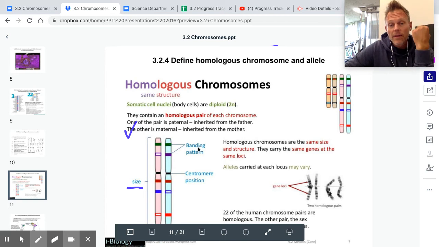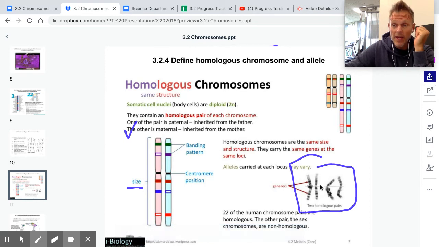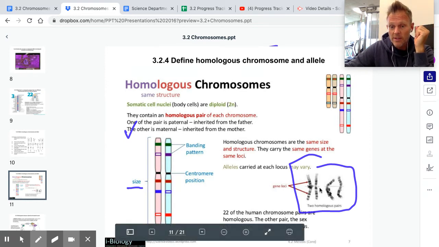Second, there's these dark banding patterns. I don't remember if you noticed, but actually you can see it down here. You can see there's areas where there's these darker lines. Those are high concentrations of adenine and thymine. So when they do the staining process, they show up a lot easier. So the banding pattern helps you identify them.